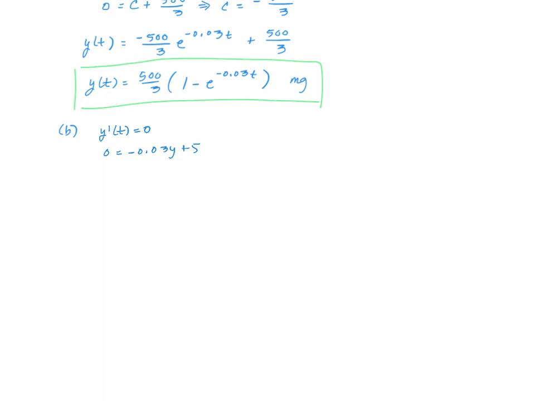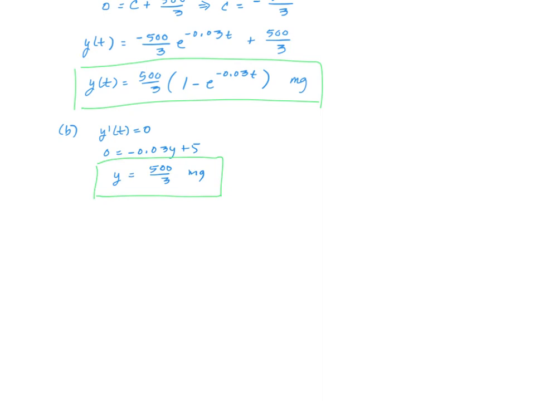So that would be when y is equal to 500 over 3, and this is in milligrams. So when we have 500 over 3 milligrams of this drug, then that means that the same amount of drug going in equals the same amount of drug going out of the bloodstream. Okay, so that would be our steady state solution. And here I still have my units on there.